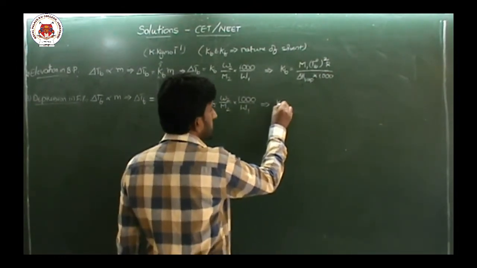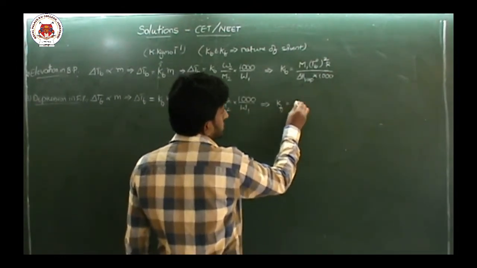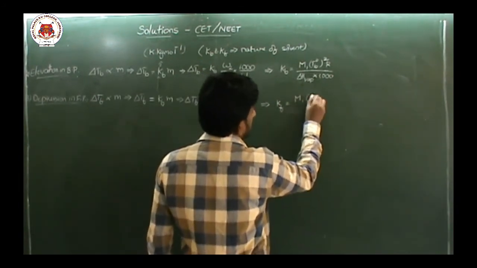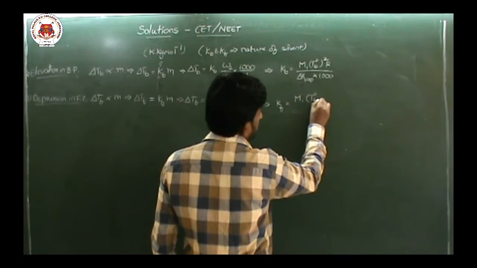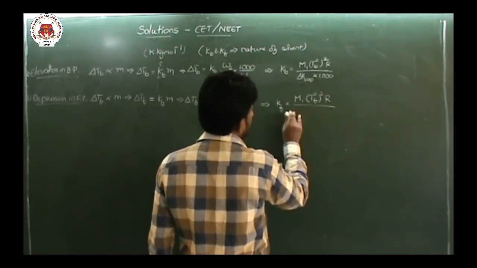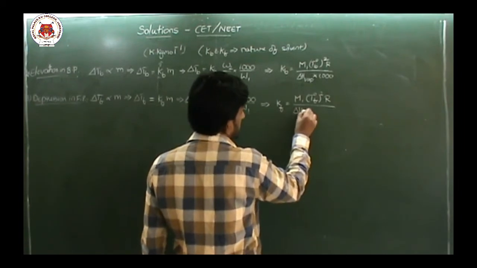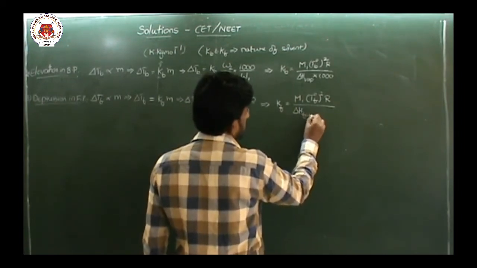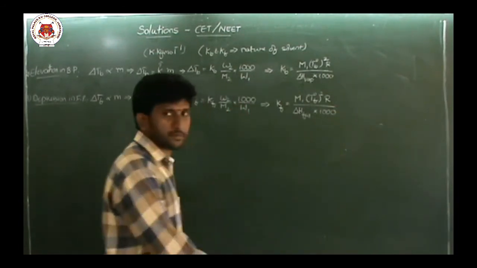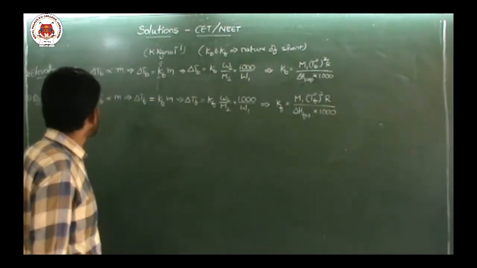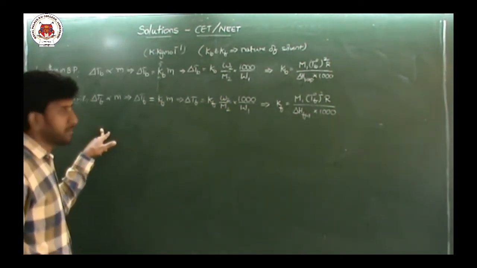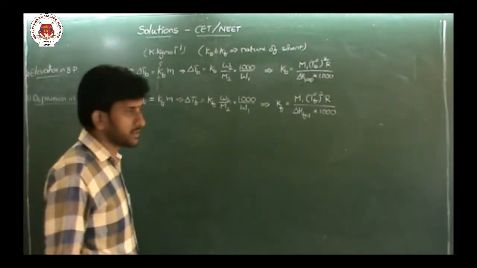Similarly, Kf also depends only on solvent. So this one is molecular weight of solvent into freezing point of pure solvent whole square into gas constant, divided by delta H fusion into 1000. Okay. So these are the relevant formulas with respect to elevation in boiling point and depression in freezing point.